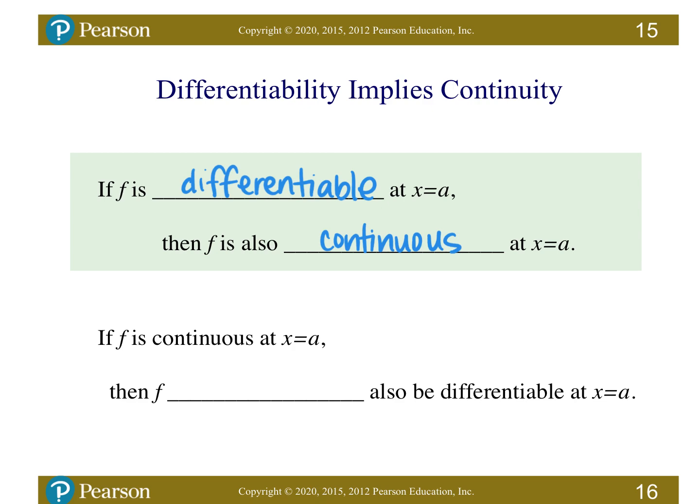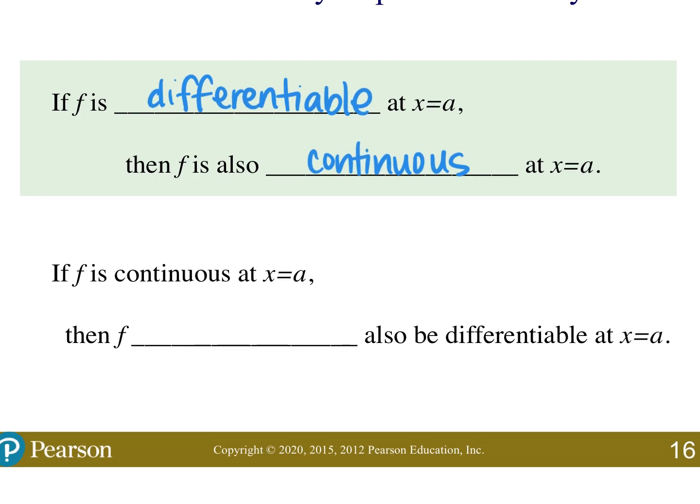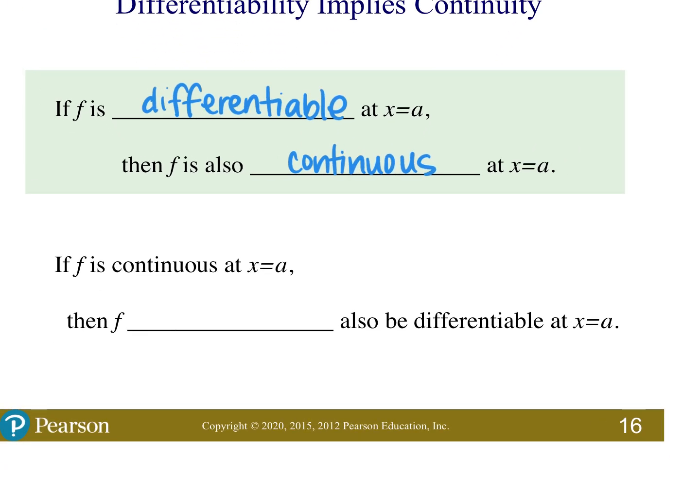The reverse is not true. If all I tell you is that something is continuous, am I guaranteed it's differentiable? No. It might be differentiable, but it also might not be differentiable. Differentiability guarantees continuity, but continuity does not guarantee differentiability. And if anybody asks you to give an example of that, just give them the absolute value as an example. It's continuous, but it's not differentiable.